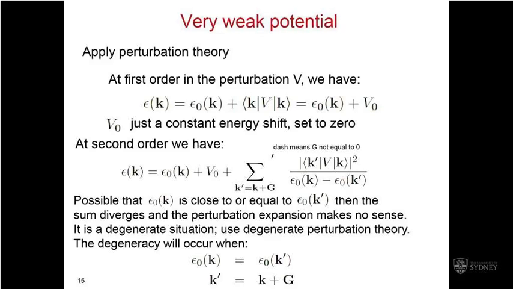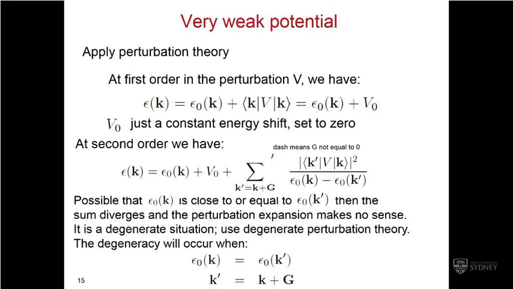Now, when do these two become equal to each other? It's when the wave vectors k and k dash are separated by a G vector. And you know that that is when we are at the Brillouin zone boundaries. Okay? So whenever we are at the Brillouin zone boundaries, these two energy eigenvalues are the same.